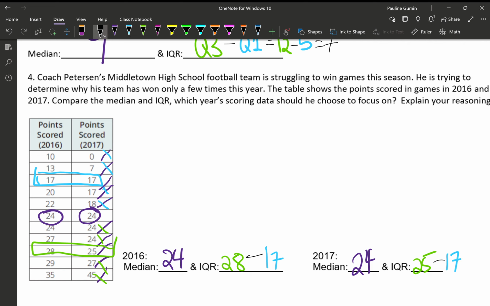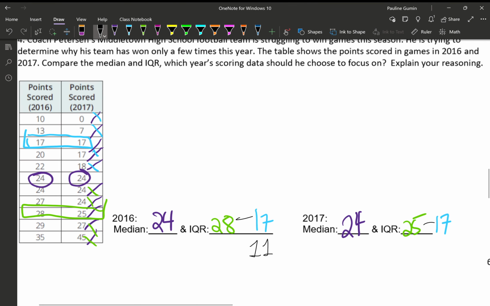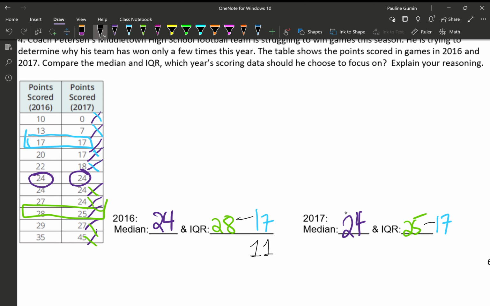Okay. So the IQR for 2016 is 11. I'm just going to write it down here because it's kind of cramped. And for 2017, our IQR is 8. So who do we focus on? Well, I think he should focus on 2016. Now, the reason I think he should focus on 2016 is because the data is further away from the median. They scored a huge variety.